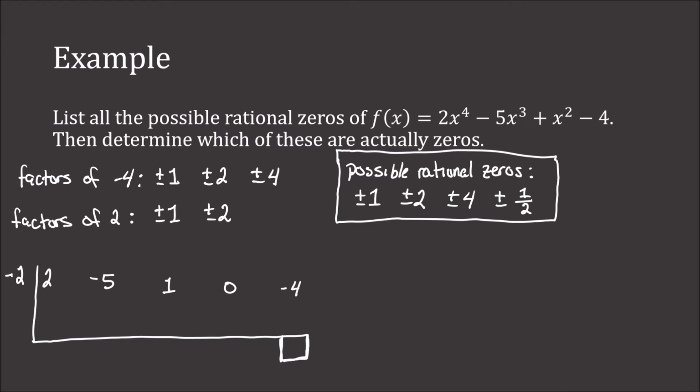So now let's try negative 2. 2 times negative 2 is negative 4, minus 5 is negative 9, times negative 2 is positive 18, plus 1 is 19, times negative 2 is negative 38, plus 0 is negative 38, times negative 2 is positive 76, minus 4 is positive 72. That's not 0.